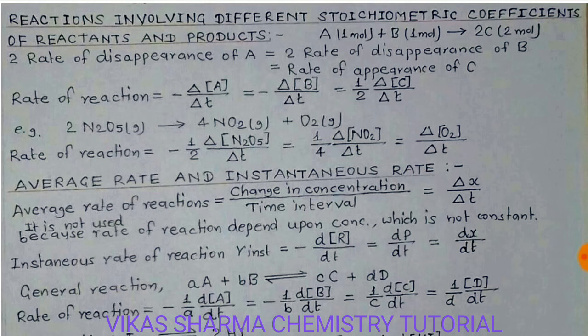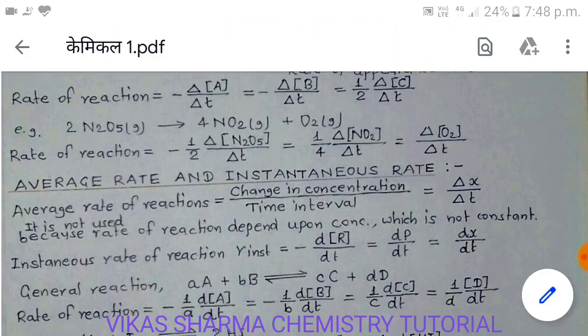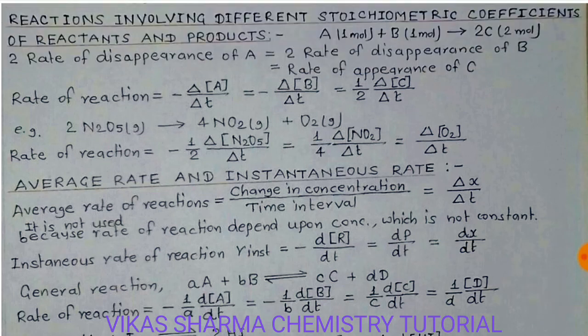Second, the product is NO2, so we use the positive sign because the concentration is increasing. So 1 upon 4 is a coefficient, we put it on the denominator side: delta NO2 divided by delta t. The second product is O2, which is 1 mole, so we are not using any fractional coefficient: delta concentration of O2 divided by delta t.